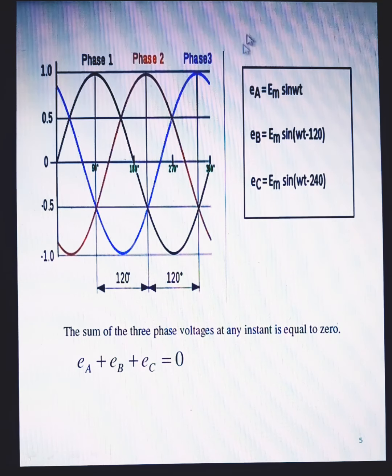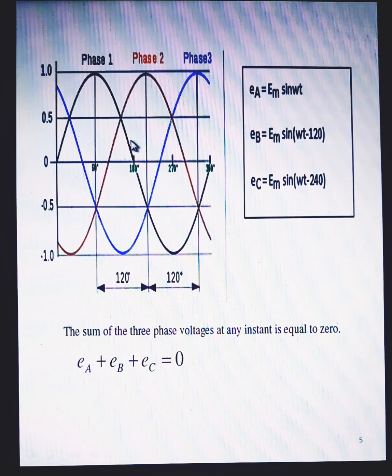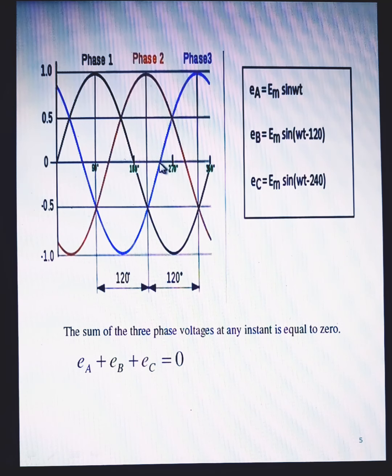This is the waveform of induced EMF in all the three phases. While drawing the waveform, first you have to take the phase A or phase 1 EMF as reference. With respect to that, the EMF induced in phase B lags by an angle of 120 degree. The EMF induced in phase C lags by an angle of 240 degree. That is taken as phase 1, phase 2, phase 3. That means phase A, phase B, phase C.